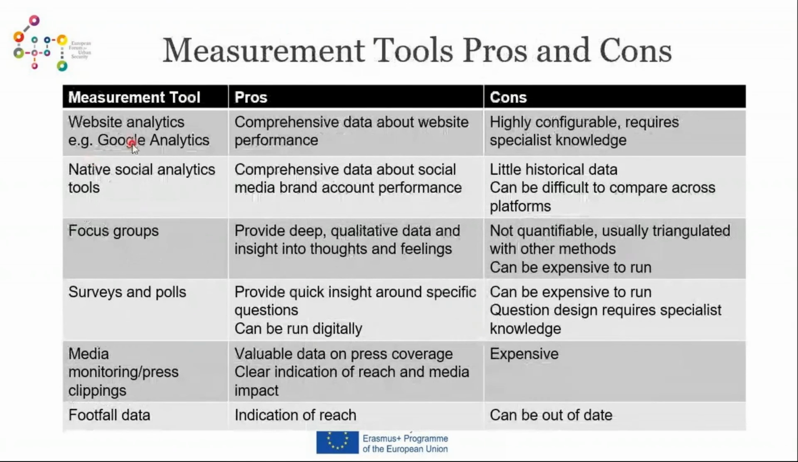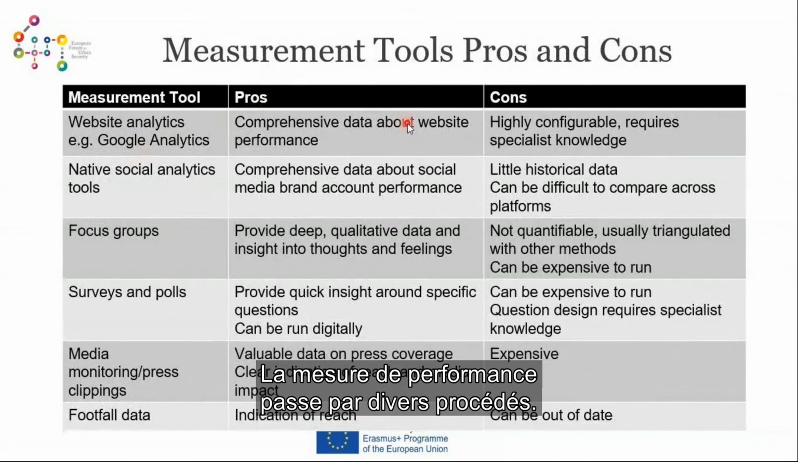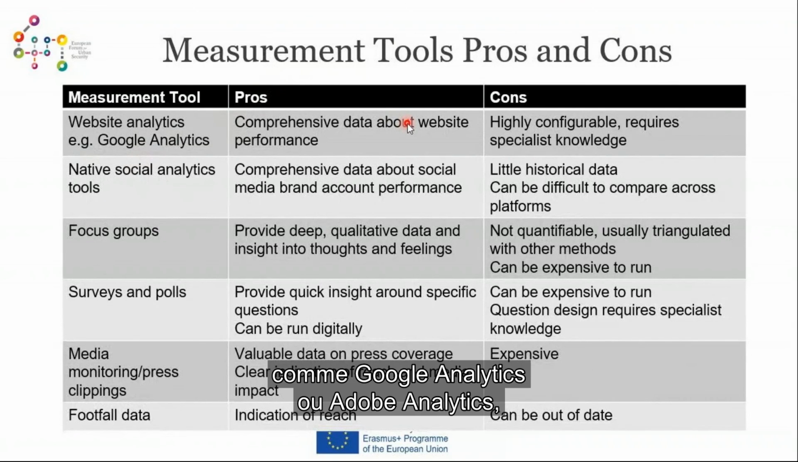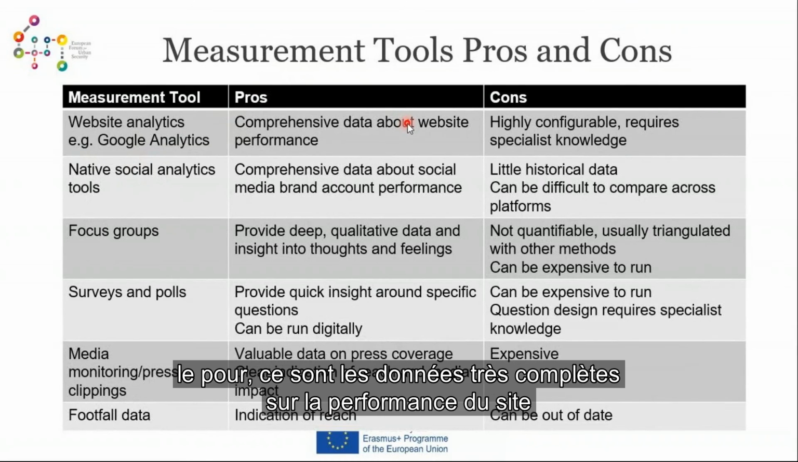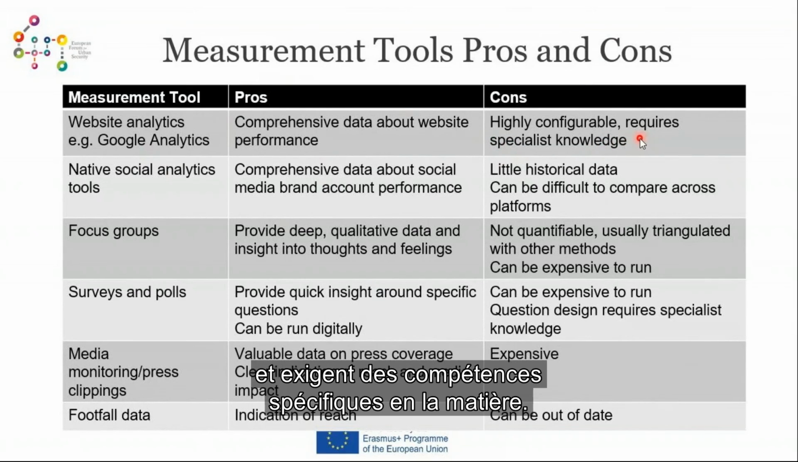Apologies. Website analytics. So this is measurement tools, pros and cons. There's lots of ways you can measure things. I'm just going to go through the pros and cons of those. So website analytics, for example, Google Analytics, there's Adobe Analytics as well. The pros are it gives you comprehensive data about your website performance. So that's really useful. The cons, particularly the free products such as Google Analytics, and there's one called Piwik, which you may come across, are that it's highly configurable and it often requires specialist knowledge.